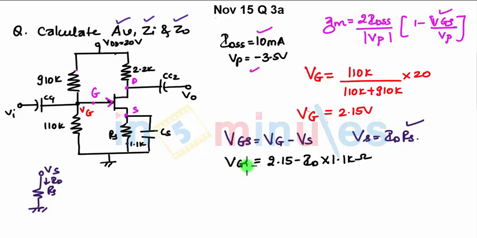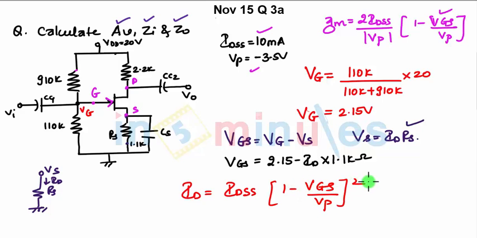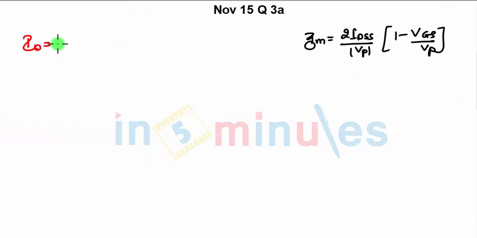This is your VGS. Now from Shockley's equation, we can write ID equals IDSS into (1 minus VGS upon VP) the whole square. Now when you look at the question, the value of IDSS is given, the value of VP is given, we don't know the value of ID, and we have expressed VGS in terms of ID. When you substitute over here, you will get ID as 3.3 milliamperes.